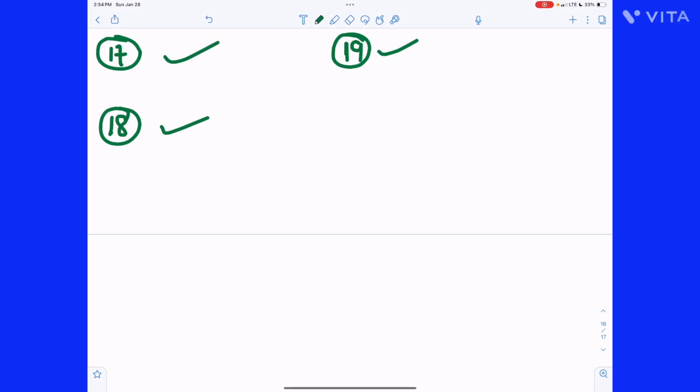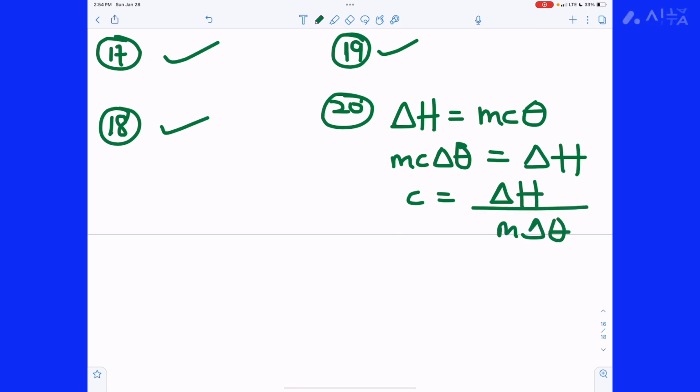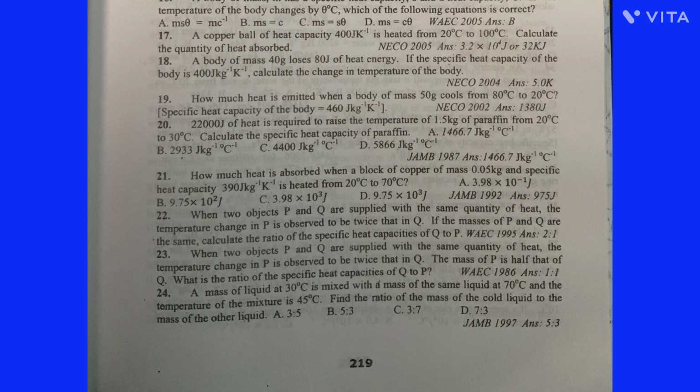That's simple. I'll just give you a hint. Use delta H, heat required, is mc theta, or mc delta theta. This is delta theta too, if you wish. Mc delta theta is the heat absorbed. So c is heat absorbed over m times delta theta. That solves that problem for you for number 20, to get the specific heat capacity.